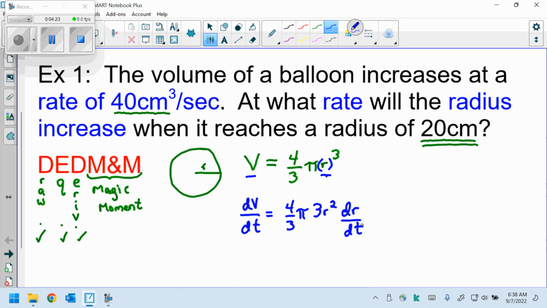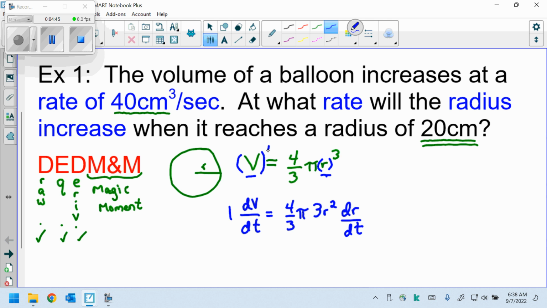So all quantities, just take the derivative the normal way. The derivative of r is 1. But I've got to multiply by the derivative of what's inside. And the derivative of what's inside is going to be dr/dt.